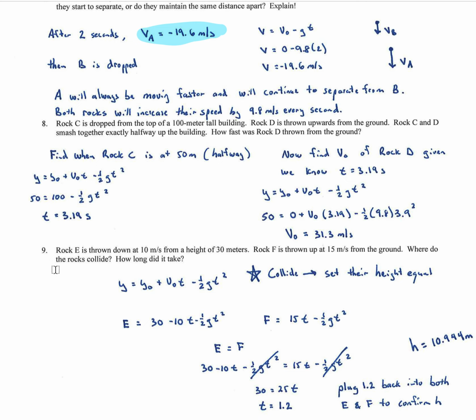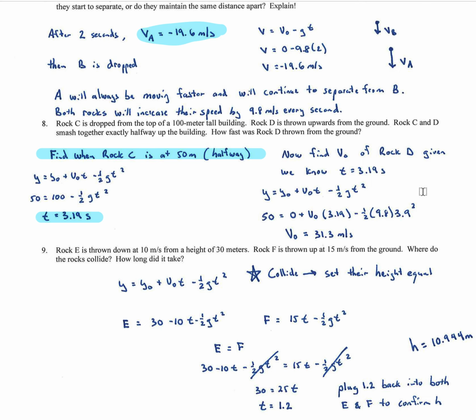All right, number 8. Rock C is dropped and rock D is thrown upwards. They smash together exactly halfway up the building. Let's figure out how fast rock D must have been thrown up from the ground. So the first thing we want to do is let's figure out when rock C is actually halfway. Because again, it does say they're going to meet halfway. So what I did is I put in a final height of 50, initial height of 100, and then I dropped rock C with an initial velocity of 0 and figured out that took it 3.19 seconds.